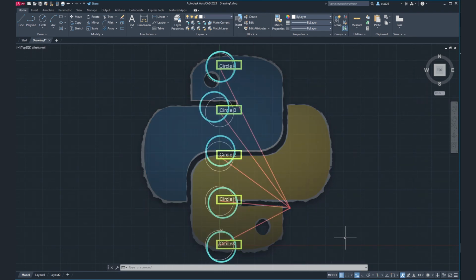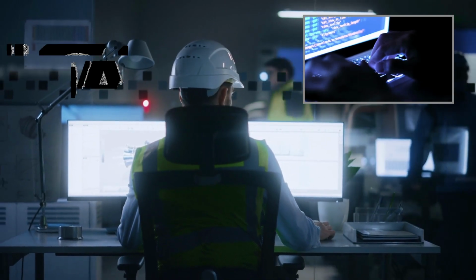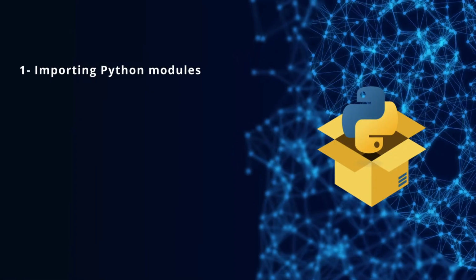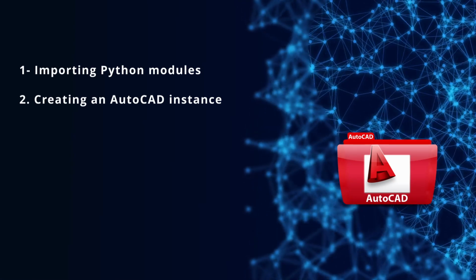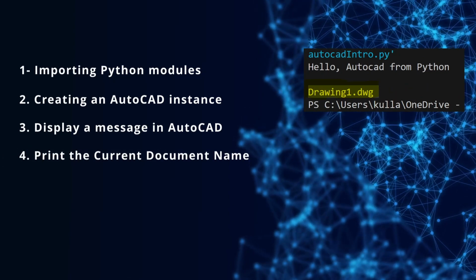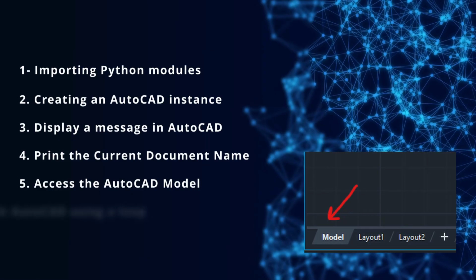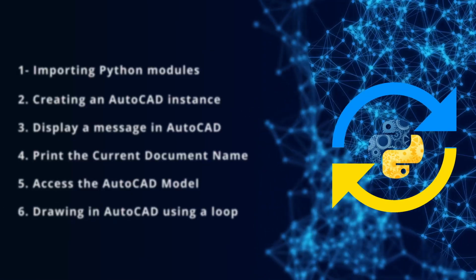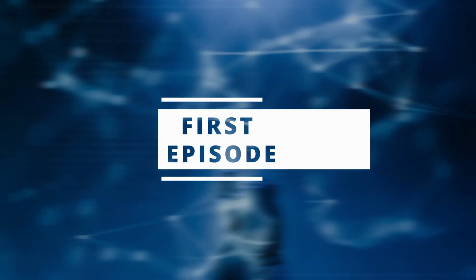Let's unpack it. In this two-part series, we will explore importing Python modules for AutoCAD interaction, creating an AutoCAD instance in order to begin drawing, how to display a message in AutoCAD, how to print the current document name, how to access the AutoCAD model, and drawing in AutoCAD using a loop to get the same results shown at the start of this video. Let's jump into the first part.